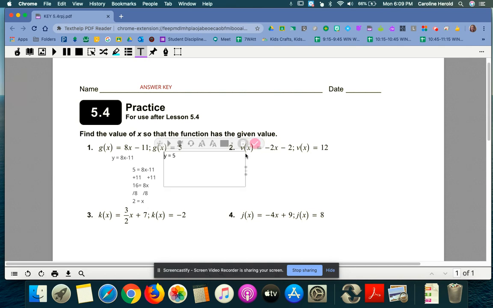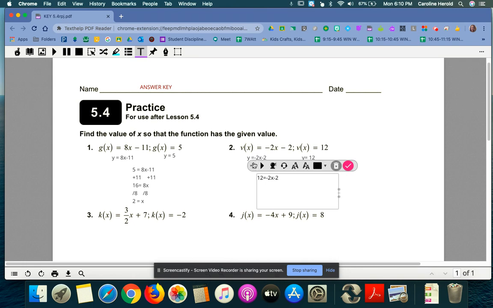So let's go ahead and look at it this way over here on this other equation. v of x is really like saying y equals, right? And it's saying v of x is equal to negative 2x minus 2. So y is equal to negative 2x minus 2. Over here, they're telling us that the output, when you put x into the function v, the output, or y, is equal to 12, right? So if that's true, then I should be able to just replace y with the value of 12.